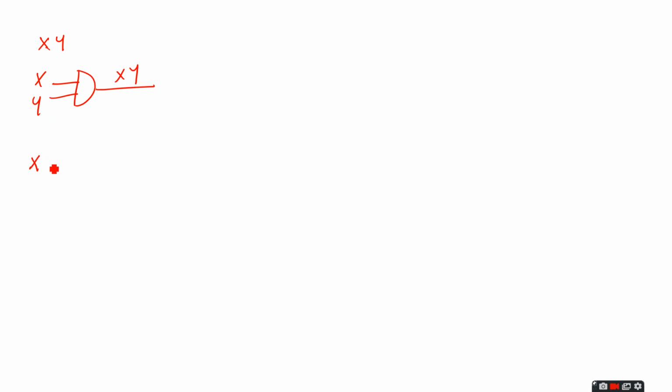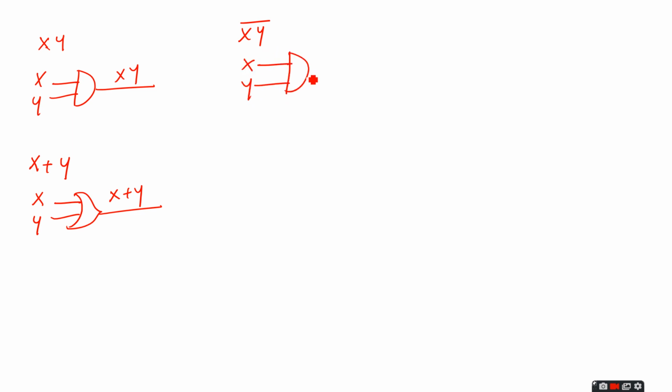In the same way, if we want to get X plus Y, we have to pass X and Y through an OR gate. Then we will get X plus Y. Next, if you want to draw XY whole complement, we have to take X, Y, then pass it through an AND gate. Then we'll get XY. Then pass it through a NOT gate, we'll get XY complement.